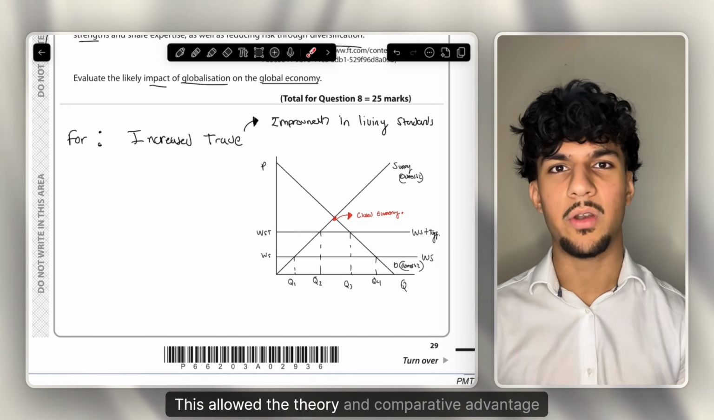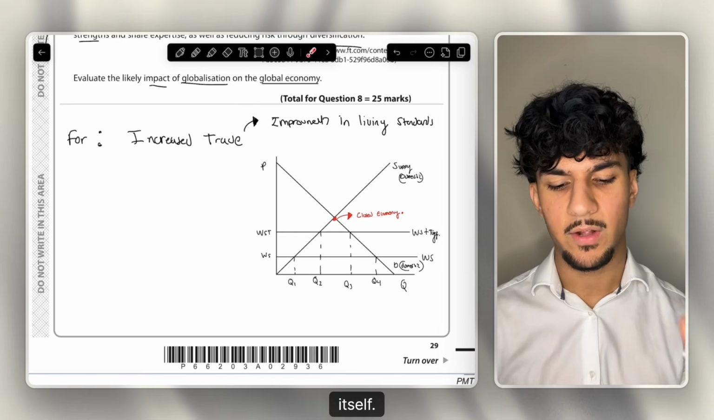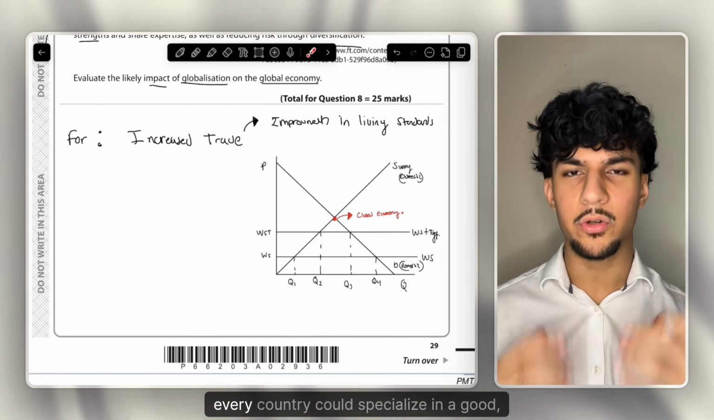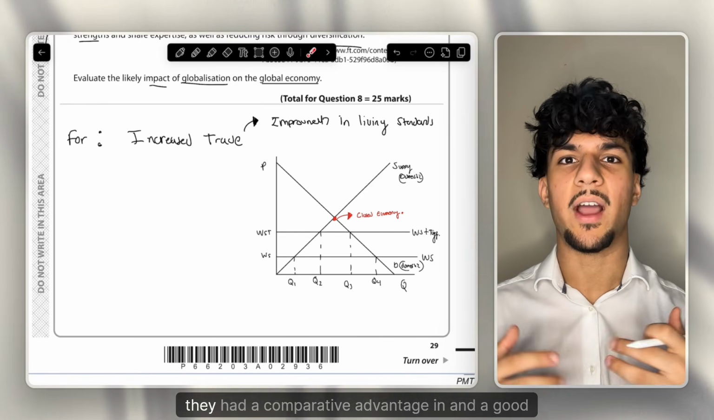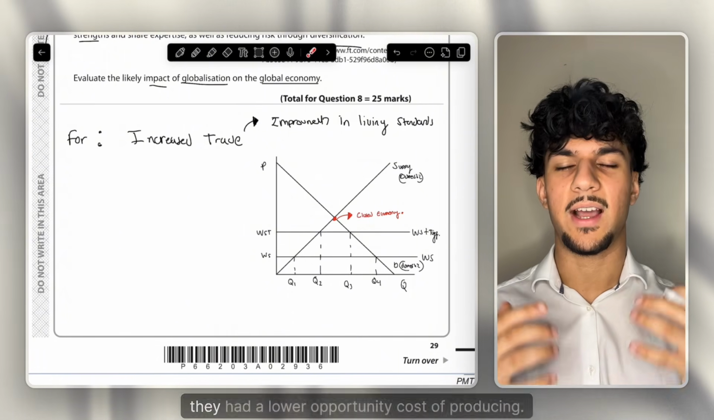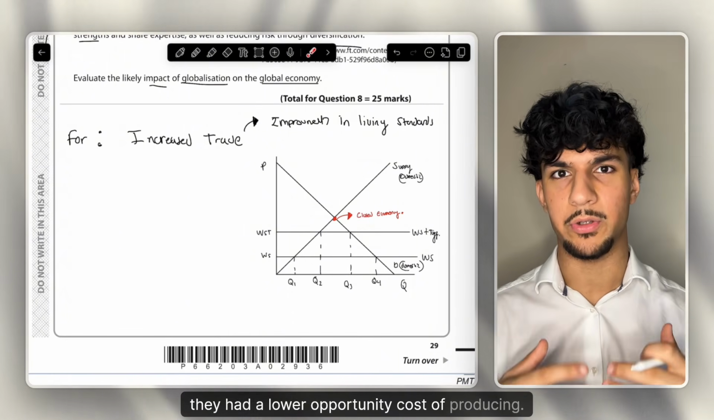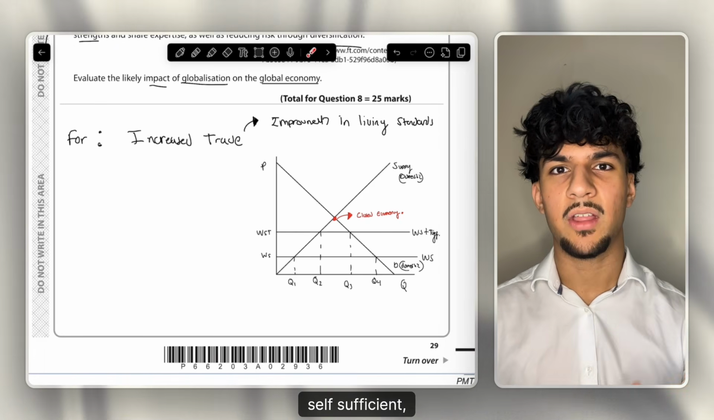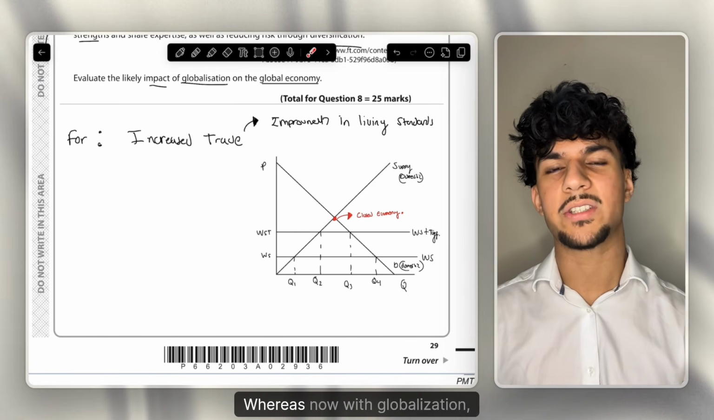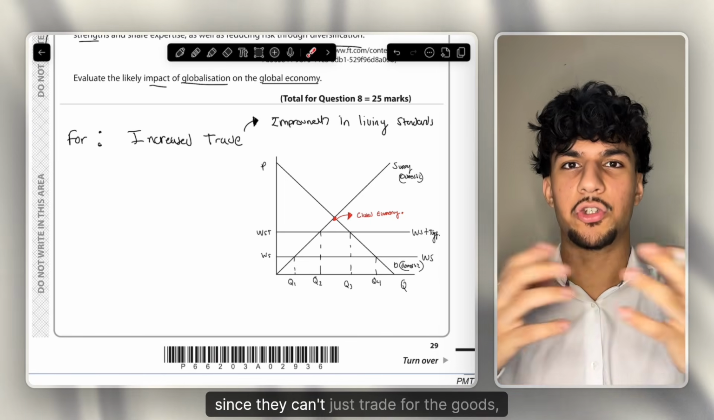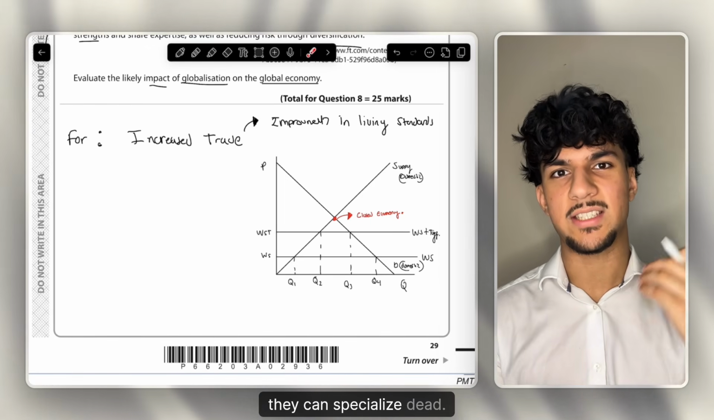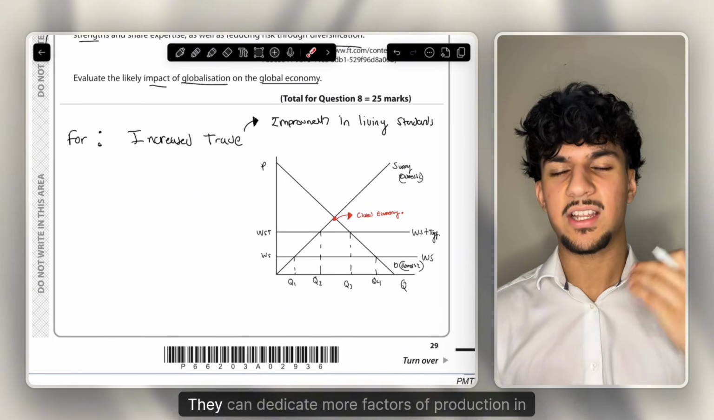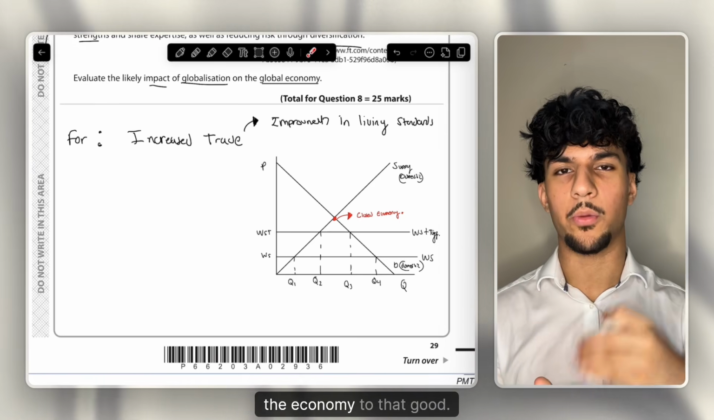This allowed the theory of comparative advantage itself. Since now, every country could specialise in a good they had a comparative advantage in, a good they had a lower opportunity cost of producing. Why? Since before globalization, countries had to be self-sufficient. They had to make everything themselves. Whereas now with globalization, since they can just trade for the goods, they can specialize. And what do you mean by specialize? They can dedicate more factors of production in the economy to that good.